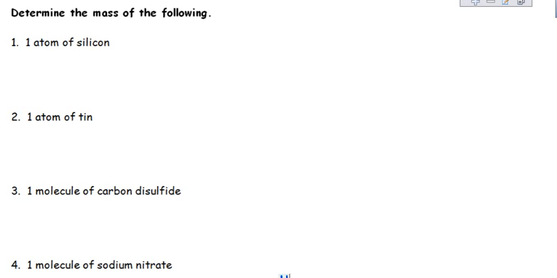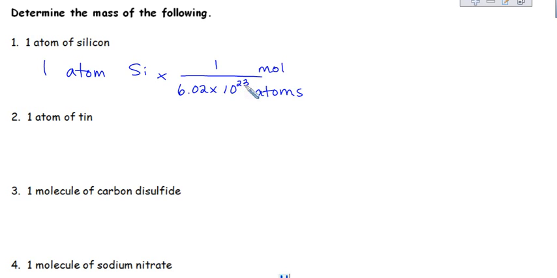Here's kind of the long version. So you start with what you have. I have one atom of silicon. I want to do a conversion where I cancel atoms. And in the past we've gone atoms to moles. That was an easy switch. 1 mole was 6.02 times 10 to the 23rd particles, in this case atoms, which then I can cancel atoms, and I'm at moles. However, when they say determine the mass, we're really looking for an answer in grams.